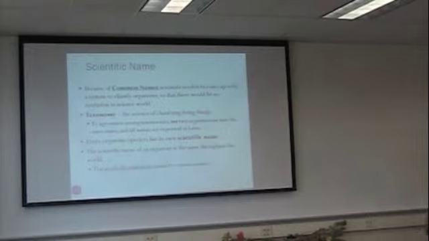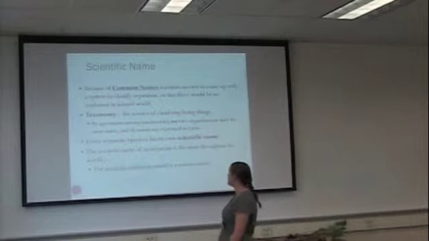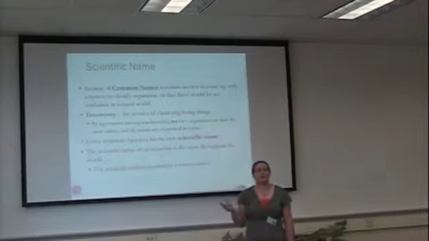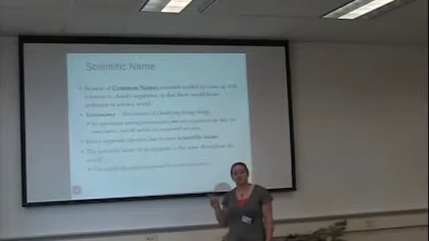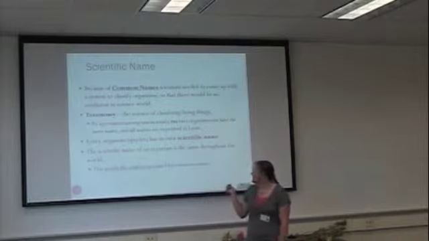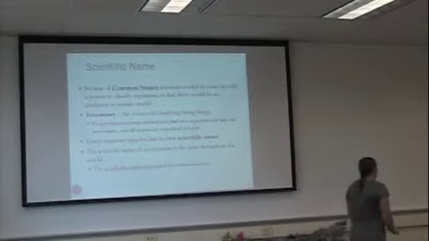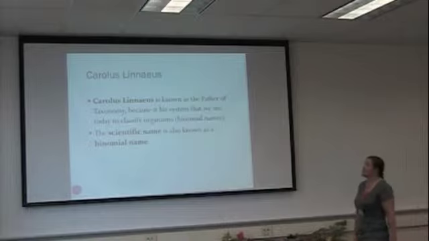So, to deal with this confusion, we came up with the scientific name. With this scientific name, no two organisms have the same name. They are very specific to that organism, and that will deal with confusion. And that leads us to Carlos Linnaeus.